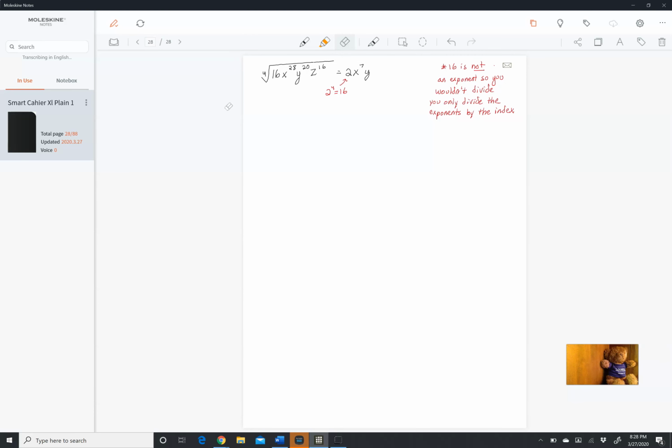20 divided by 4 is 5. And 16 divided by 4 is 4. So this would be our final answer. Okay, so we took each of the exponents and we divided by 4.